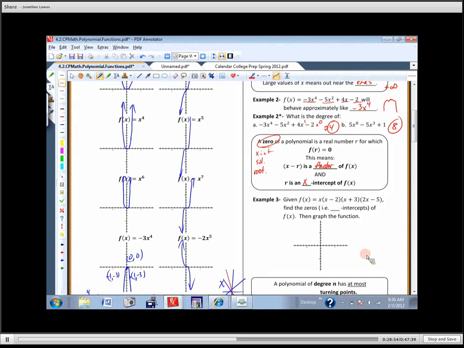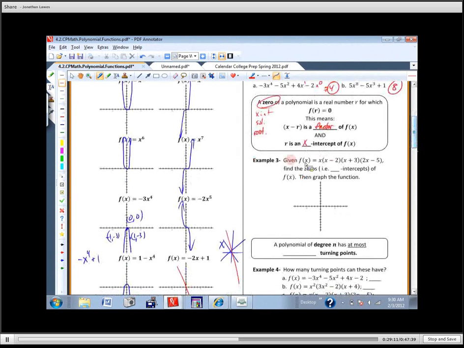Now this looks like we're moving along pretty quickly. We've introduced this weird vocabulary. We've got this weird thing that says, well, if this is 0, then x minus r is a factor of the original function, and r is an x-intercept, and that sort of thing. Let me show you what we're talking about here. So if we have this polynomial, and notice that this is already factored. It says find the zeros. In other words, find the x-intercepts of that polynomial and then graph the function.